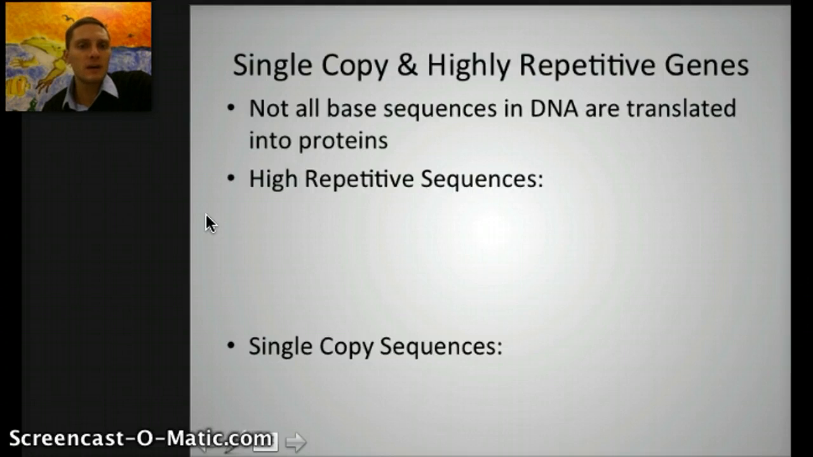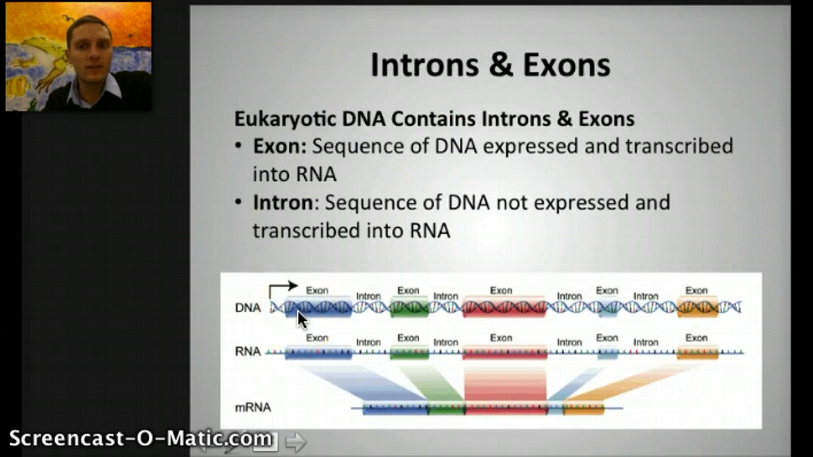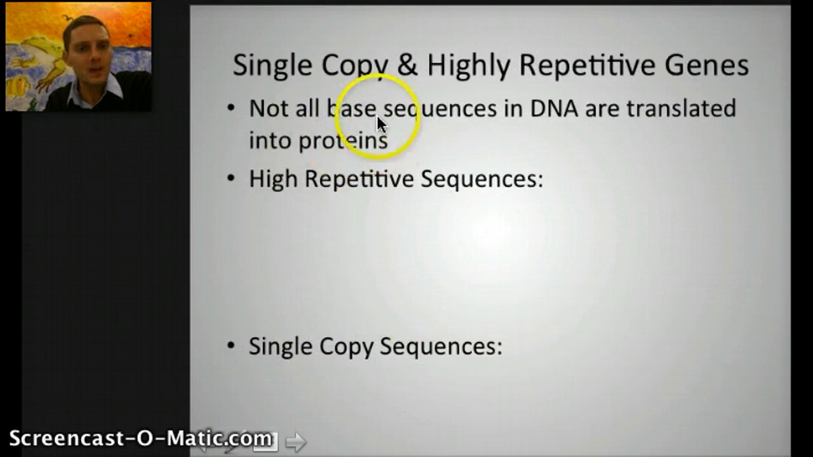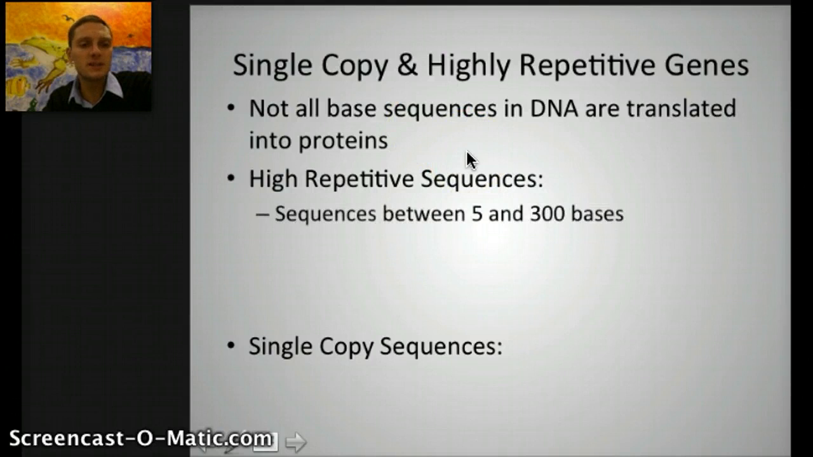The last portion that we want to talk about is the difference between single copy and highly repetitive genes. As we just saw in our last image here, not all of the information is going to be translated into proteins, and so not all the base sequences in DNA are translated into proteins. We have some areas called highly repetitive sequences and single copy sequences. Highly repetitive sequences are usually between 5 and 300 base pairs. If we think back to our nucleotide, a base pair would be one nucleotide and its nitrogen base. So that would be 5 to 300 of those nitrogen bases connected together.